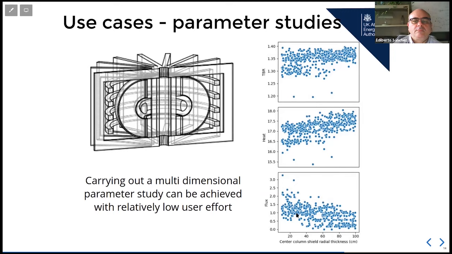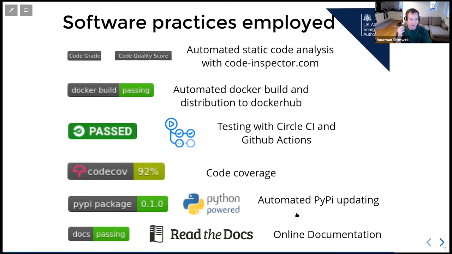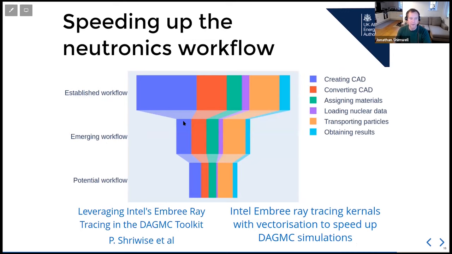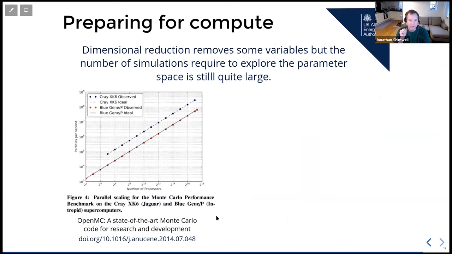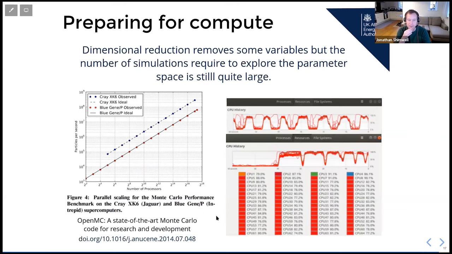So we're employing some great software practices, like code coverage, continuous integration, and we have great documentation. We analyzed the neutronics workflow to really cut down on all the unnecessary manual parts, and we're using Intel's Embree toolkit. So this presentation has got links in it, which if you're really interested, you can look at later, but this really speeds up the neutronic simulations. And we're also using scalable neutronics codes like OpenMC to really make everything as fast as possible. We're analyzing the use of CPU and we're trying to iteratively reduce the amount of dead time on the CPU usage by doing things like caching the nuclear data.